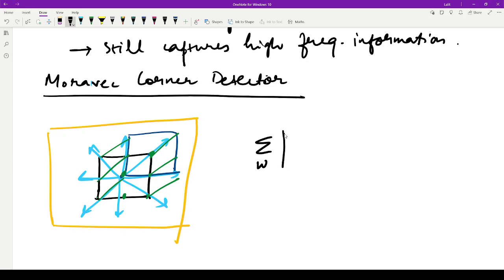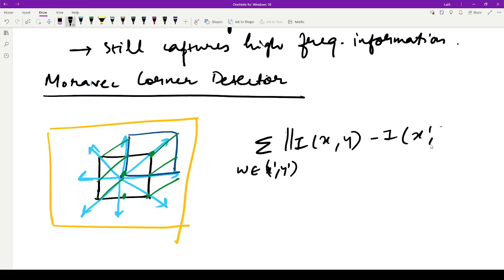Anyone? I of x comma y minus I of x plus, the window is spanning over x prime and y prime, I'll just put it this way. I of x y minus I of x prime y prime, norm squared. So this is the sum of squared differences.